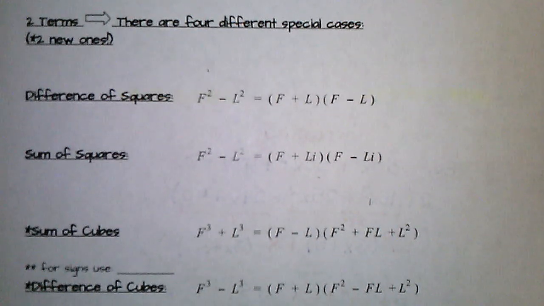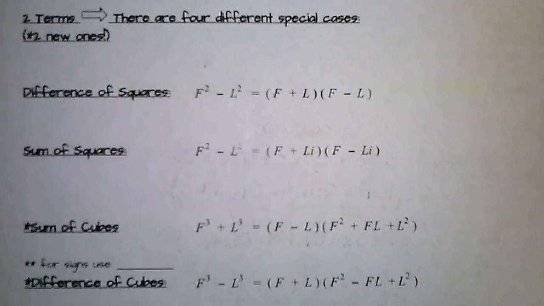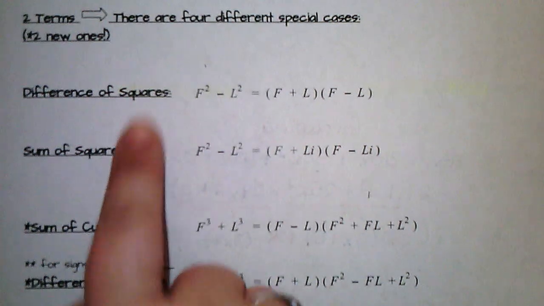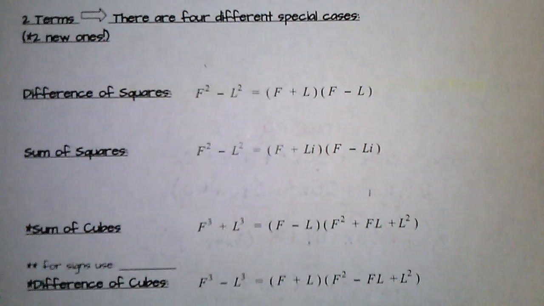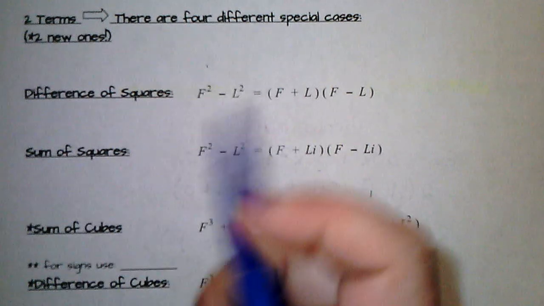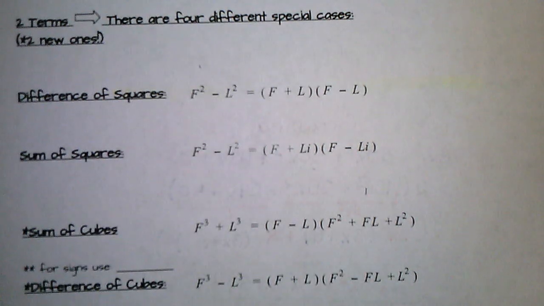When we have 2 terms, there's 4 special cases. Difference of squares, sum of squares, difference of cubes, and sum of cubes. So we've got a lot of stuff, and I'm trying to get this covered in not a lot of time. If these first two look familiar, that's awesome. We did those back in 4.4b, and I don't remember when sum of squares was, 4.8, 4.9, somewhere in there. So that should look familiar. Let's do an example of this real quick.